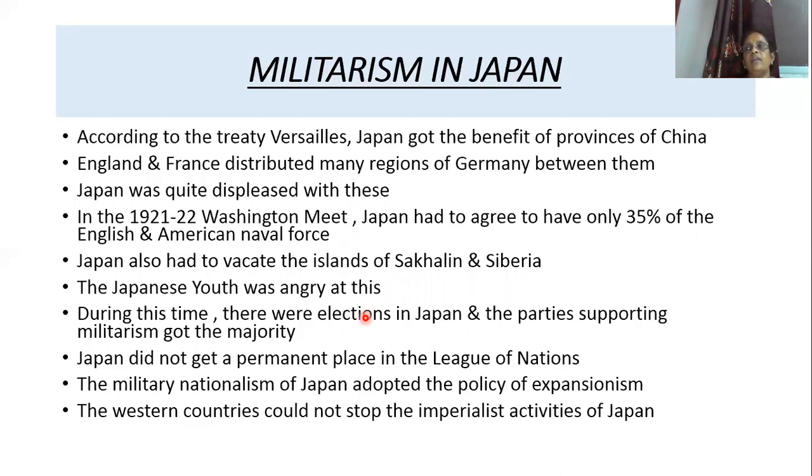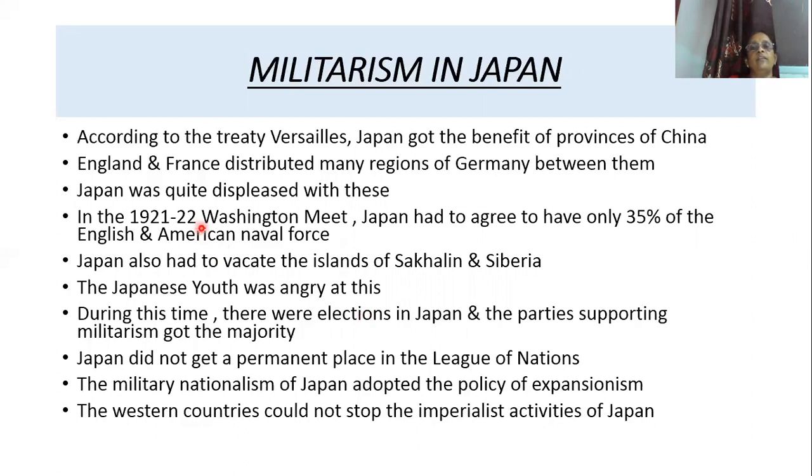Imperialism means stronger nations capturing weaker nations. Japan started attacking and capturing weaker nations. And the Western countries, European countries also could not stop these activities of Japan. So that is how militarism in Japan prepared the background of the Second World War.